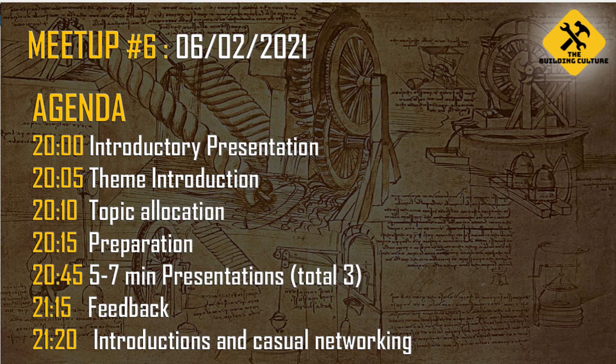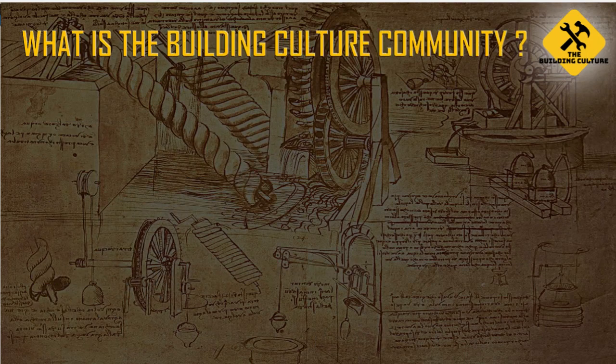So the agenda for today is, after the introductory presentation, I'll introduce the theme for today. After that, we'll have an allocation of the topics and 30 minutes of preparation time, like we did last time. After that, we would have 5 to 7 minute presentations. Ideally, we would have three presentations in total, but let's see how many teams we can form. After that, we would have a feedback session, and then introductions and casual networking.